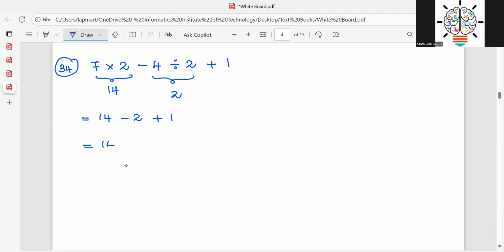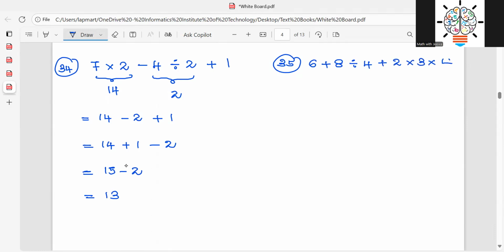So according to my usual practice, I take the positive numbers first and I write it, 15 minus 2, and it is 13. Okay. So I double check, 7 times 2, 4 divided by 2 plus 1. So then 2, 7 times 2, 14. Yeah, the answer is 13. Question number 35. 6 plus 8 divided by 4 plus 2 times 3 times 4.